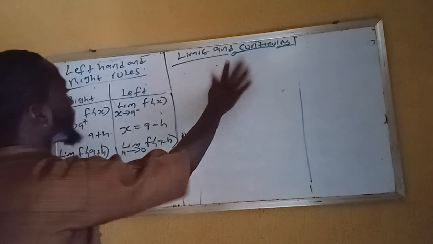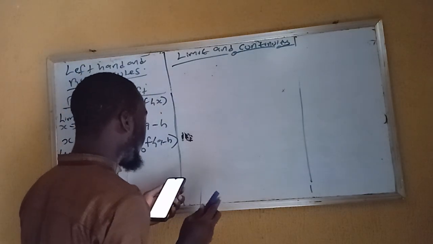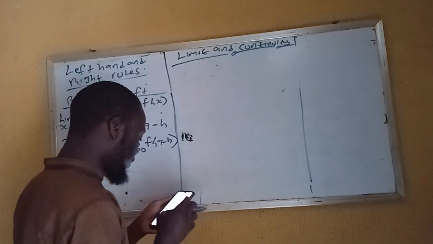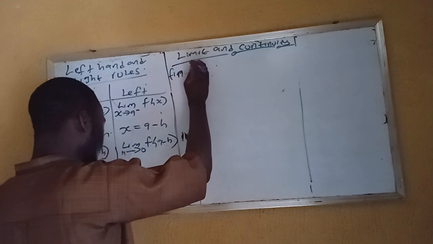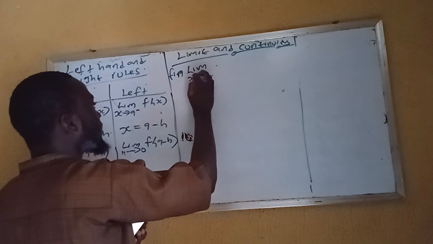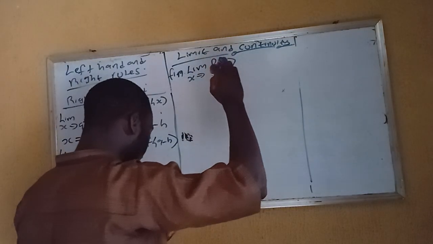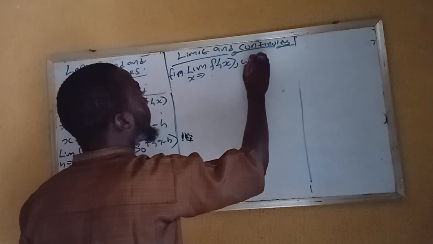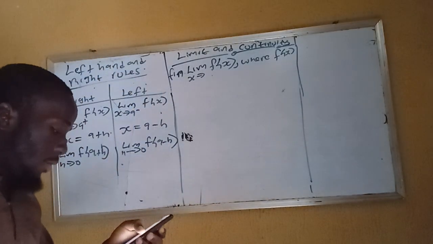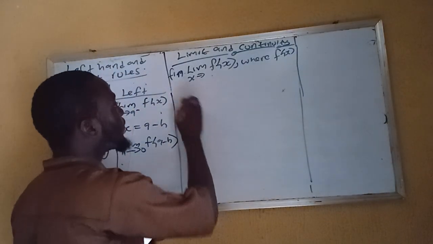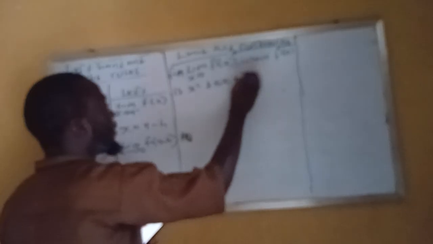We have to find the limit as x tends to 1 of f of x, where f of x is x squared plus 5x plus 3. Are you getting it?